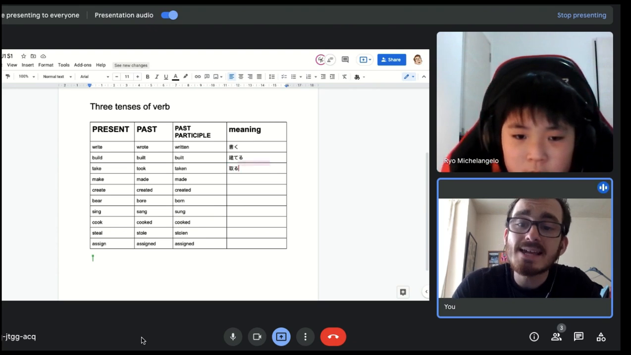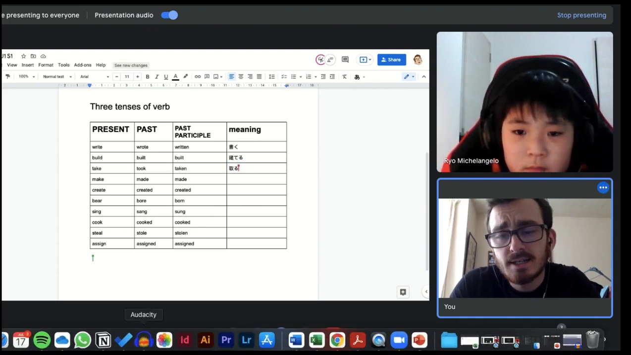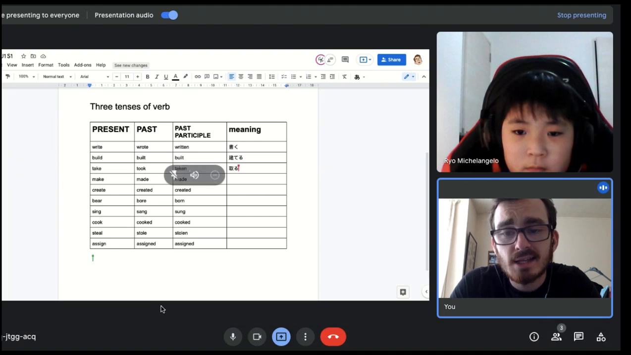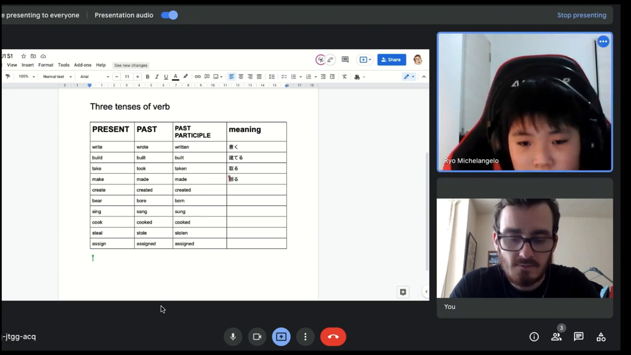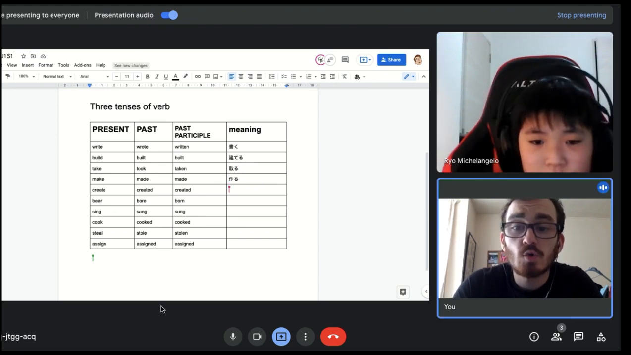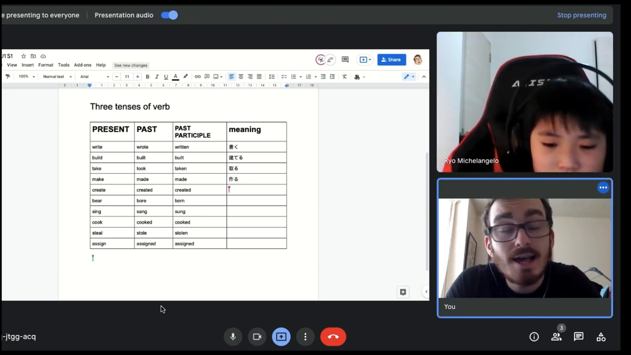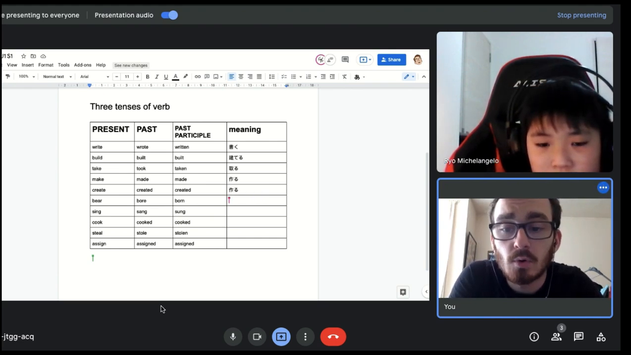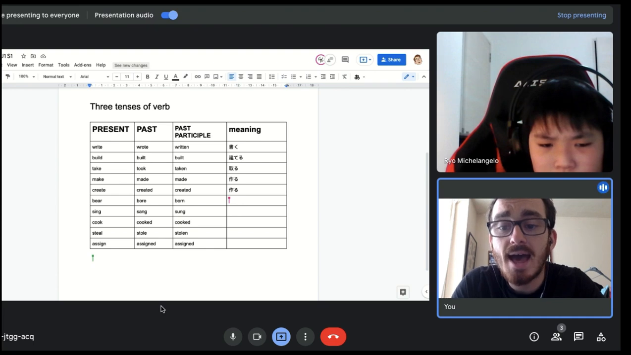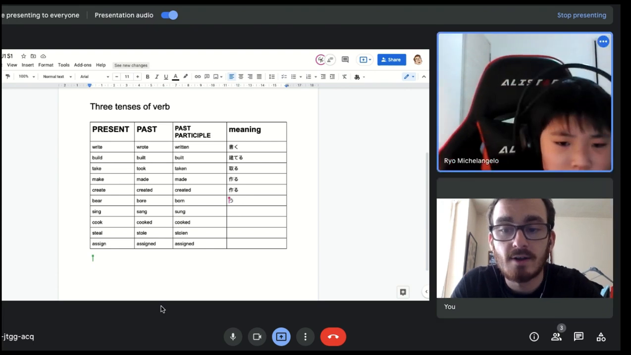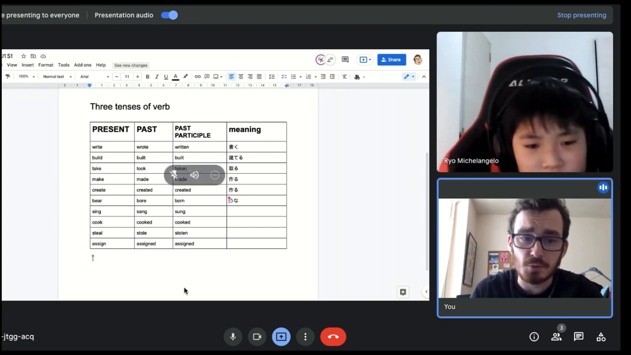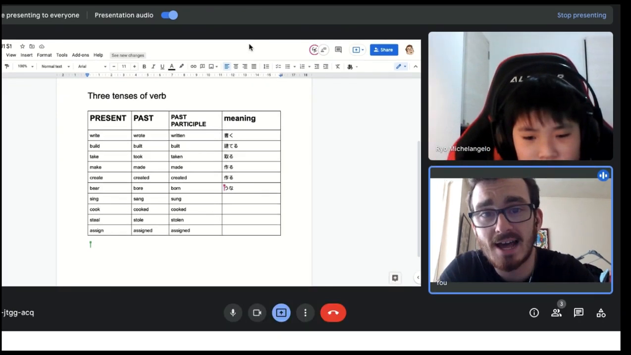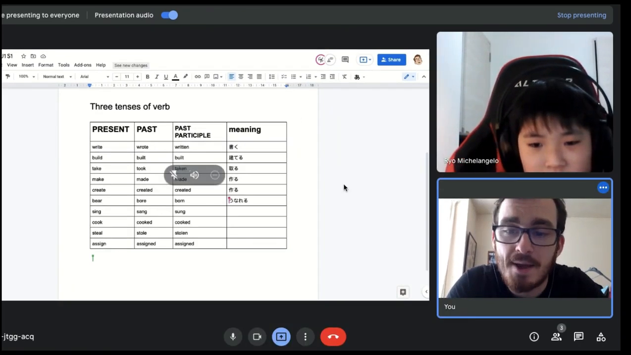And we've got make, made, and made. Another one where the past tense is the same as the past participle. Very good. And then we've got create, created, and created. And we've got bear, bore, and born. Very good. Not to be confused with a grizzly bear. That is, of course, a noun, or a polar bear, or a panda bear.